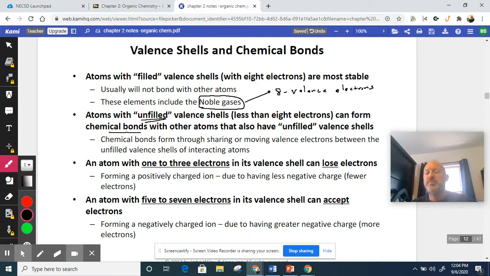So there's a couple different techniques that atoms will use to fill those outer shells. If you're an atom and you have 1 electron in your outer shell, or 2 or 3, you're more likely to give up those electrons to have an outer shell that's filled than you would to receive 7 or 6. And if you're an atom with 5, 6, or 7 electrons in the outer shell, you're more likely to accept an electron from somewhere else before giving up 7. All right.